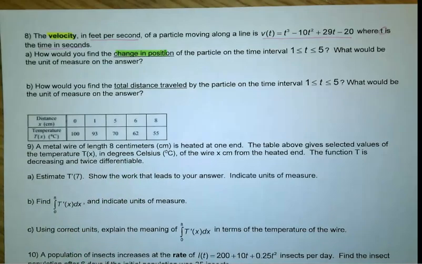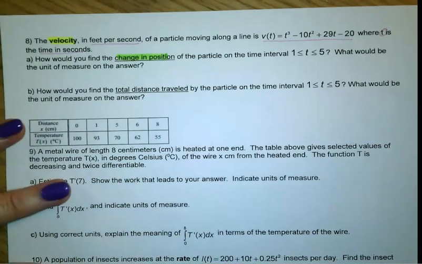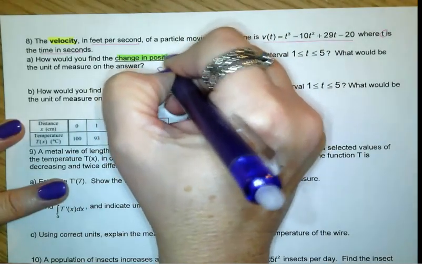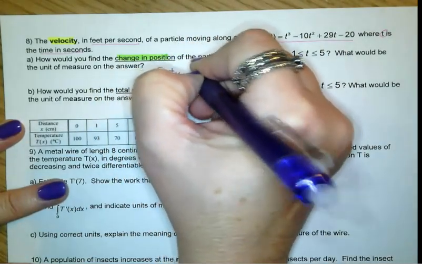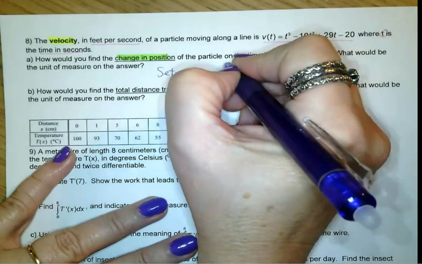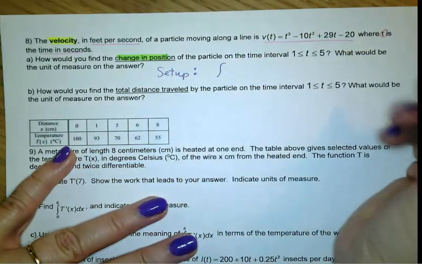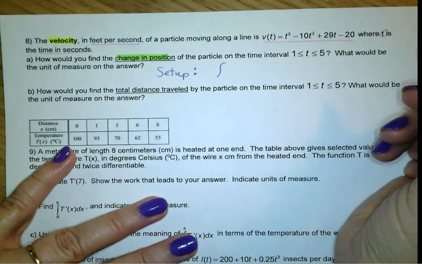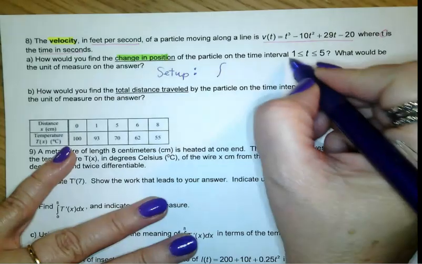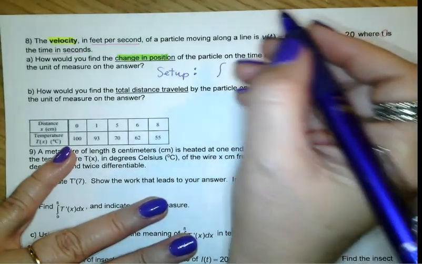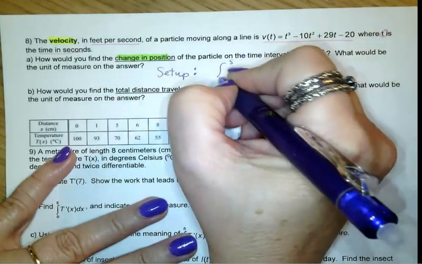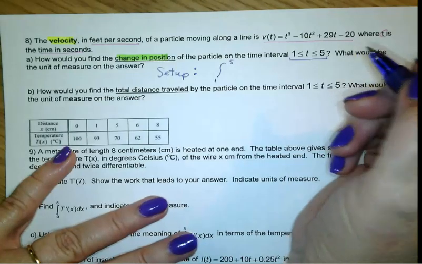And as we do a change in position, we're going to have our integral symbol. What are my boundaries? Where would I find the boundaries in this problem? I'd be looking right here. So it's going to go from a top bound of 5, lower bound of 1.